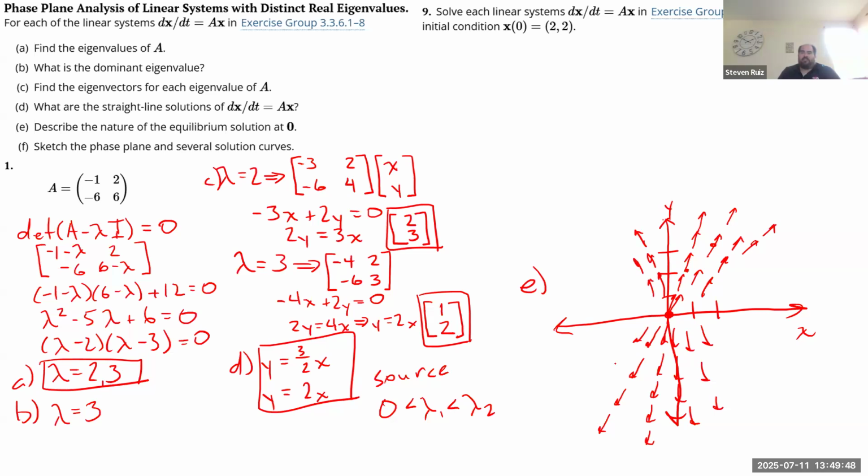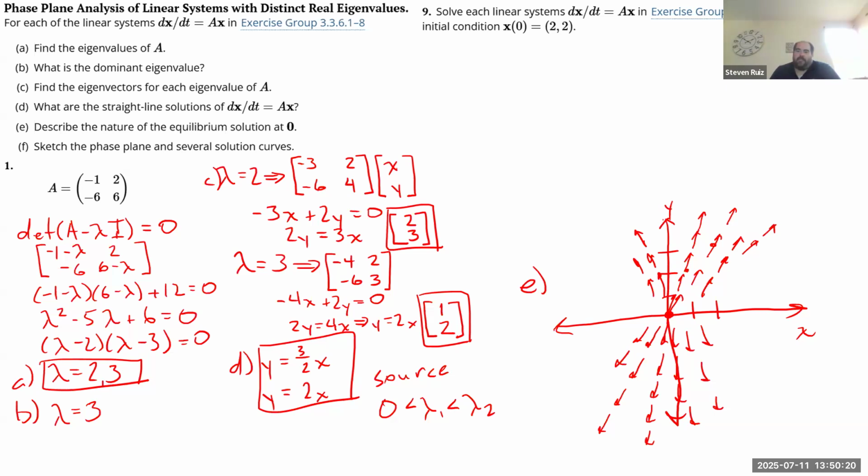And if I'm asking you for sketches by hand, they can be absolutely rough. But what are the non-negotiables here? The things you should be able to find here are the straight line solutions exactly. You should be able to tell me sink, source, or saddle, which means if I showed vectors coming into the origin, or pointing toward the origin, that would be a red flag that something was wrong, because that is directly contradictory to me calling this a source.